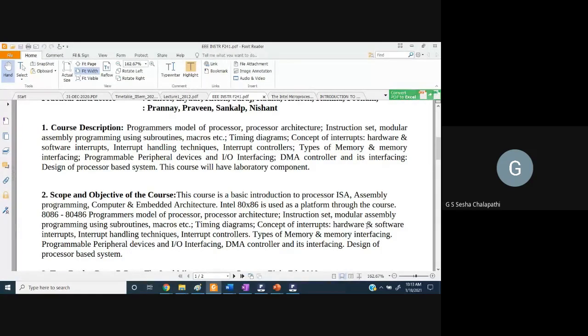We will also talk about the memory as such. Memory interfacing: how do you interface the memory to the processor? We will also talk about IO interfacing using different devices like programmable peripheral devices, and DMA, direct memory access controllers. Using all these components, at the end we will talk about integrating a processor based design. So we'll be talking about all these things.